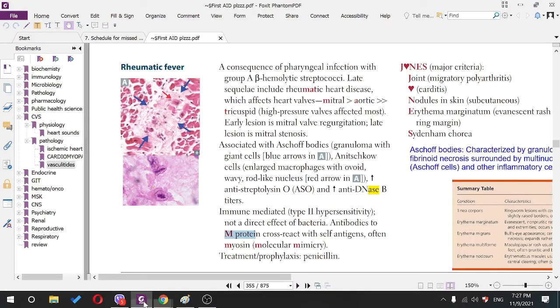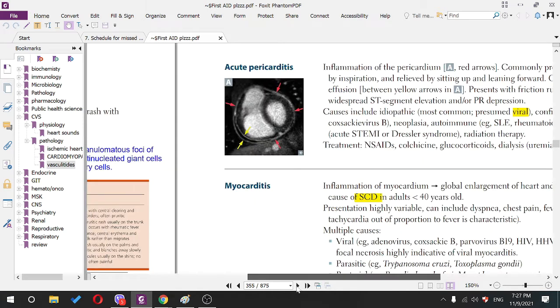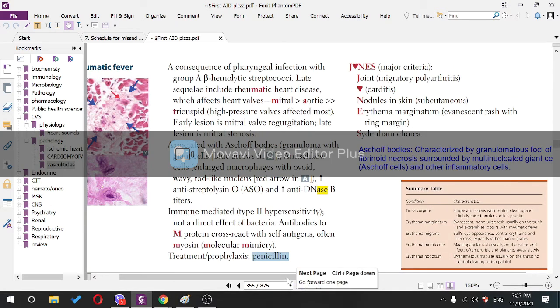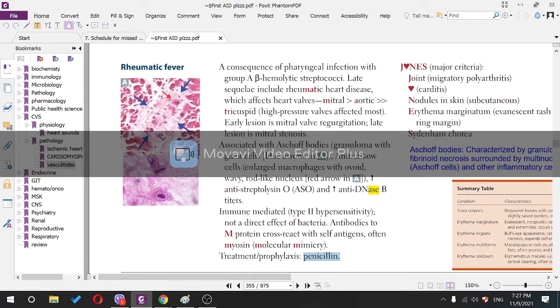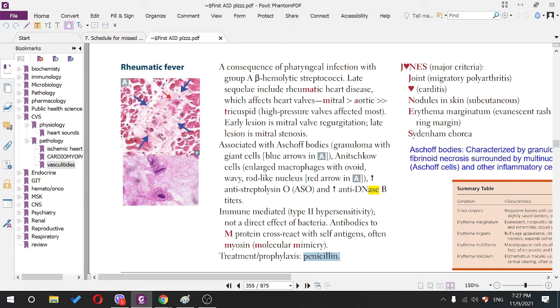Yeah, okay, let's go back here. So the treatment and the prophylaxis is with penicillin. For the Step 1, you only need to know that it's penicillin. There is something called benzathine penicillin. You will learn it in the future in Step 2. The idea is that you can give just one injection of penicillin for a couple of weeks or 3 weeks even, instead of giving an injection of penicillin every single day. You know, that's painful.